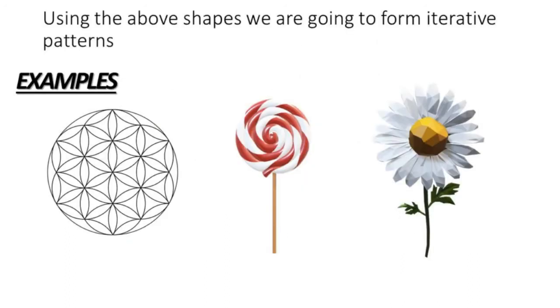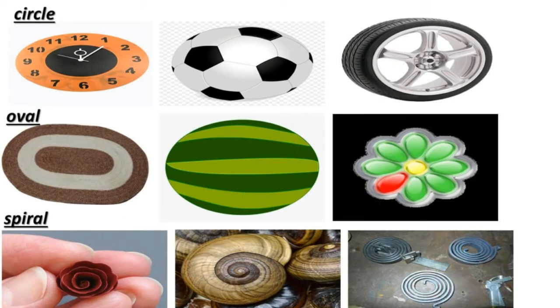Using the above shapes, we are going to form iterative patterns. Iterative patterns means the repeated application of a process. In these given shapes, circle, spiral, and oval repeatedly appear. Now we are going to see the practical examples for circle, oval, and spiral.